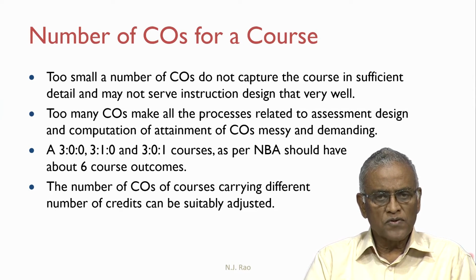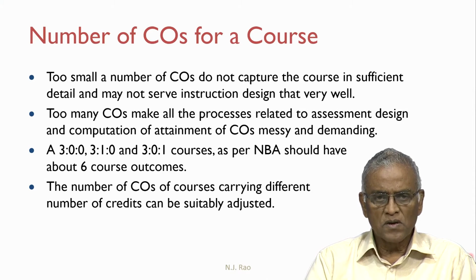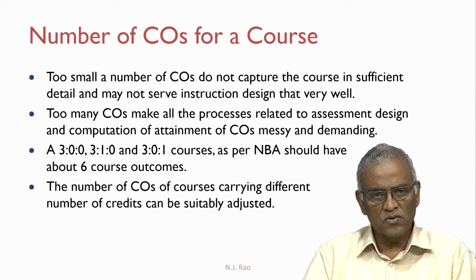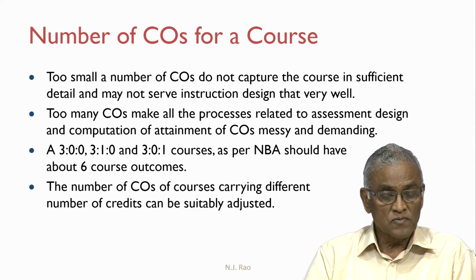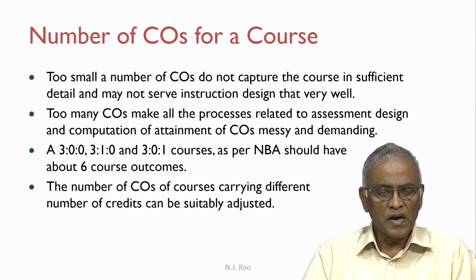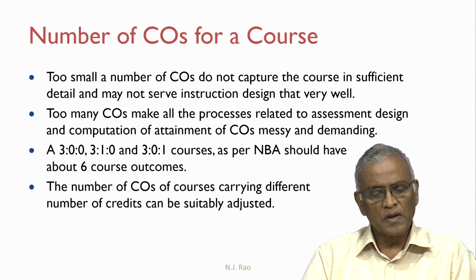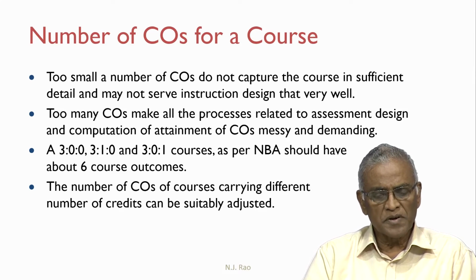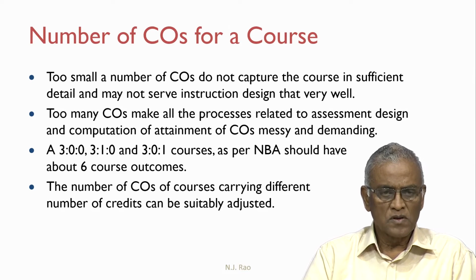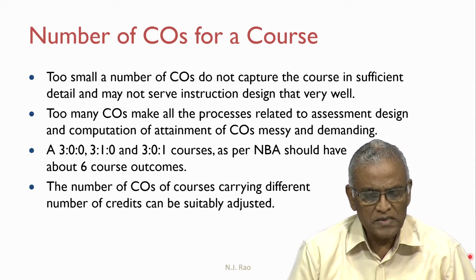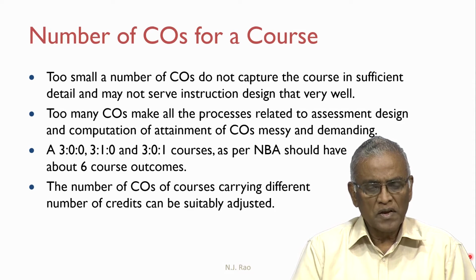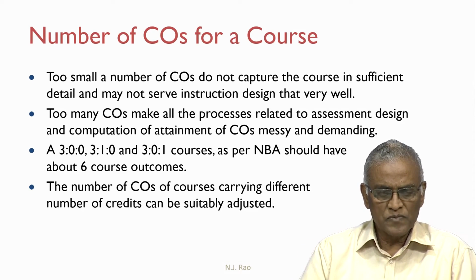The number of COs of a course carrying different numbers of credits should be suitably adjusted, because you can have a course 0:0:1, that means a standalone laboratory, or occasionally you may have 2:0:0 or even 4:0:0. So correspondingly for a 4 credit course you may take it up to almost a maximum of 10, or for a 2 credit course you can limit yourself to a maximum of 6. So depending on the credits associated with the course, one has to choose the number of course outcomes that you want to write.